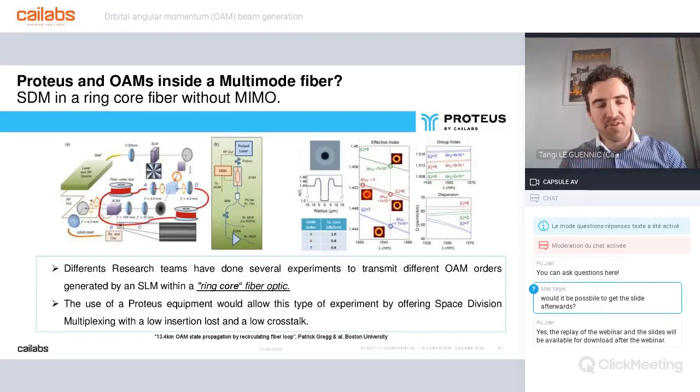And the use of Proteus equipment would allow this type of experiment by offering space division multiplexing with a low insertion loss and a low crosstalk, and with it, users can easily redo all the experiments quickly using a pair of Proteus. And so, just to conclude, it makes it easy to generate OAM modes from our multiplexer. Today, Skylabs hopes to participate in the research on this fundamental physics domain, which is the OAM.